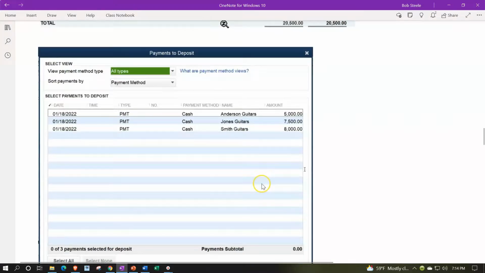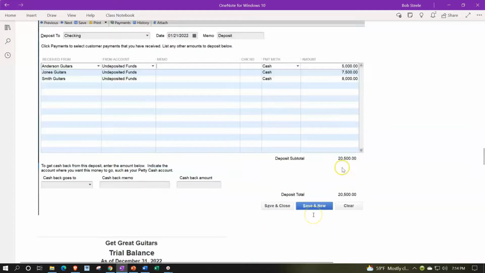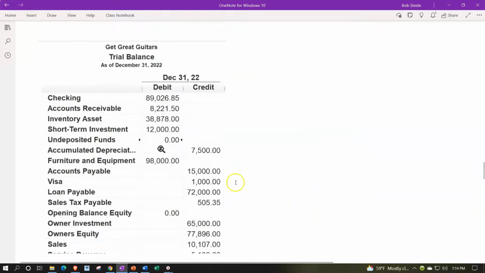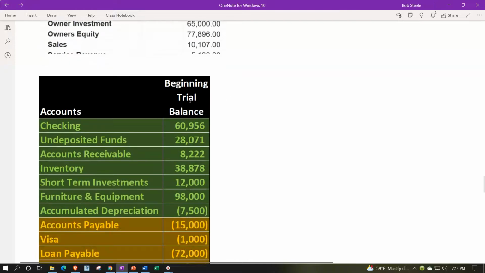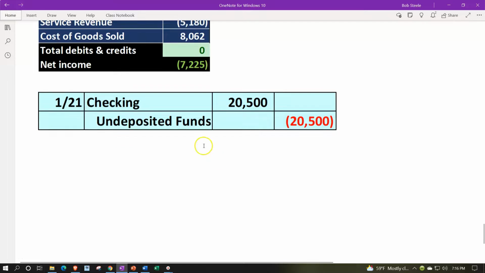Let's do another one. We're going to do another deposit. Now we're grouping the remaining three transactions together in one deposit of $20,500. Making that deposit makes undeposited funds go down to zero, checking account then going up. If we were to just take a look at the journal entry related to the undeposited funds, it would be a pretty straightforward journal entry.